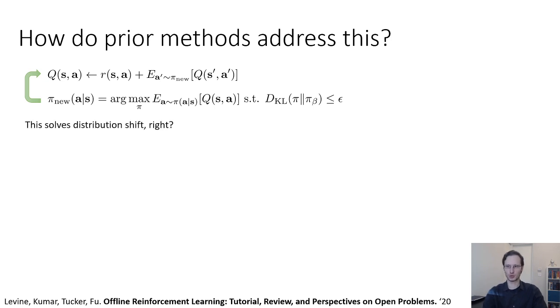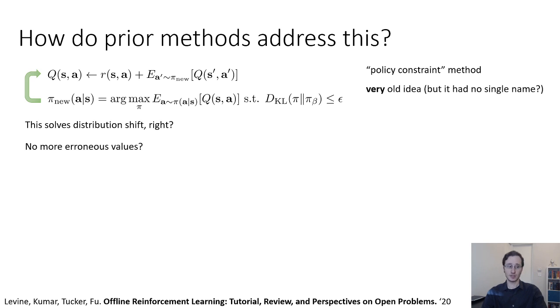So does this solve distributional shift? Does it mean that we have no more erroneous values? Well, to a degree it actually does. There is a pretty large class of methods that have explored various kinds of policy constraints. It's in a sense a very old idea.